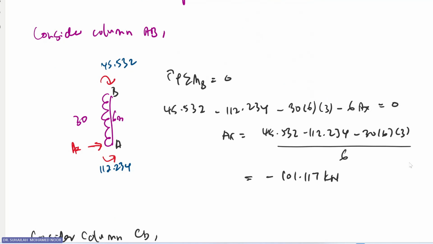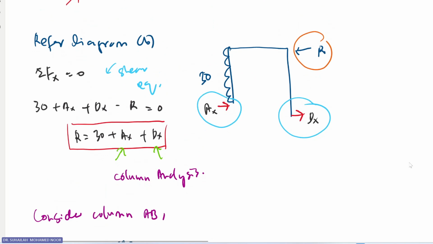So we consider column AB. We just take out member AB. We put the moments that we get from the table, MAB and MBA, in the right direction. If negative, we put counterclockwise direction; if positive, we put clockwise direction. And then AB has a UDL of 30 kilonewton per meter. And we put AX, and for this AX we follow the direction from this diagram, because this direction we use to write the shear equation.